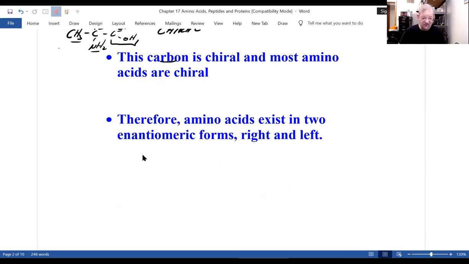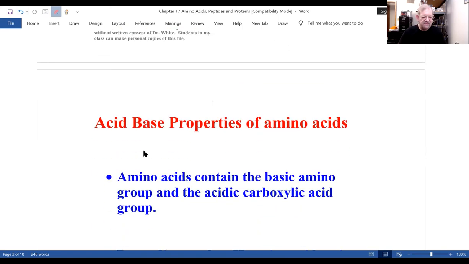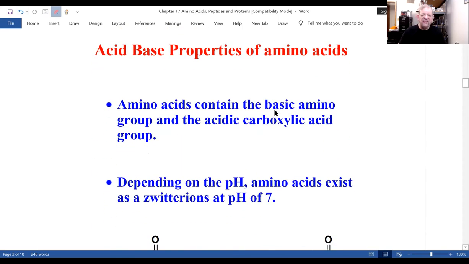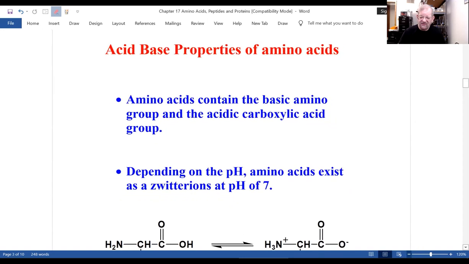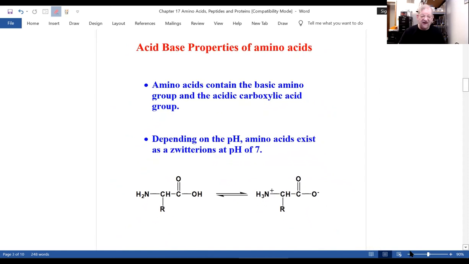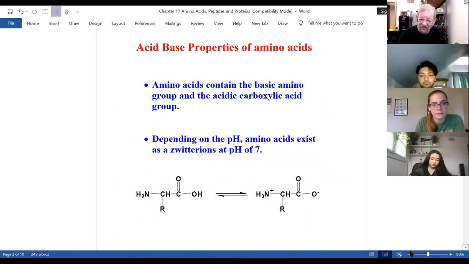And they do. Now, the following, I'm going to turn the switch off. Will this be on a test or final? Actually, the final. But you might want to know about this for other classes.